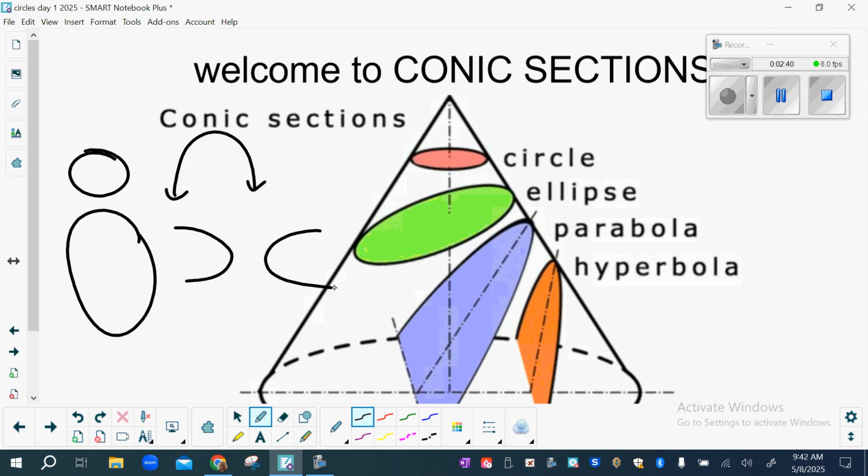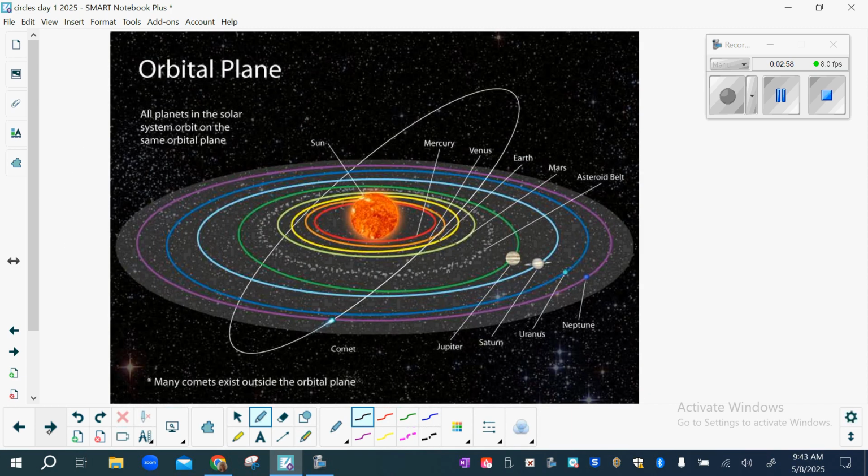If you're thinking, why the hell does anyone care about this stuff in real life? Someday I will have a student, and the student will save humanity's life because he will go on to be an astrophysicist and send us to other worlds because we've messed up our own world. And it turns out every single type of planetary orbit in the galaxy is a conic section. It's either a circular orbit, an elliptical orbit, a hyperbolic orbit, or a parabolic orbit. So someday I'm going to teach some astrophysics guy.